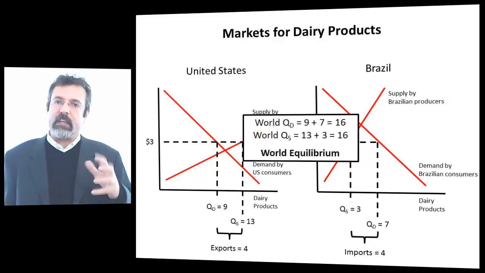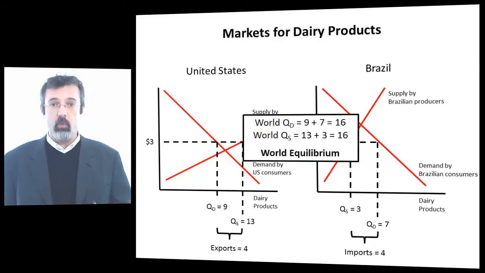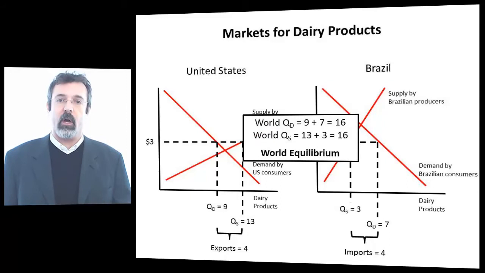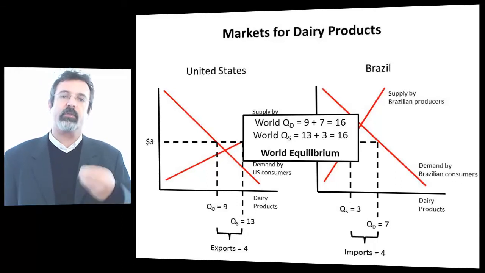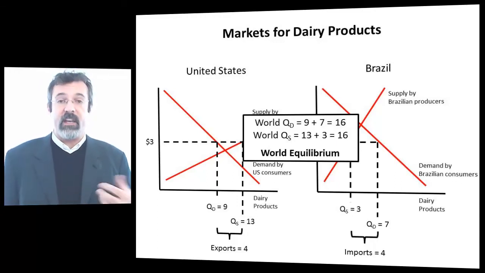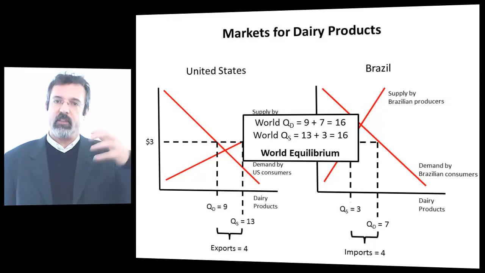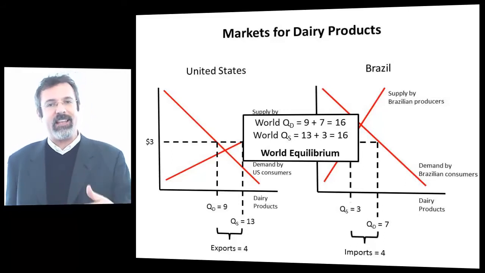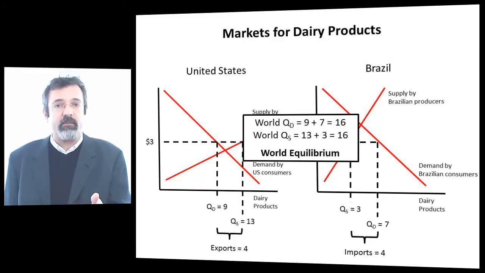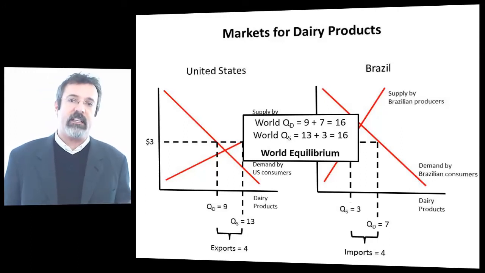We have a world equilibrium because the total quantity demanded of dairy products in the two countries equals the total quantity supplied of dairy products by the producers in the two countries. That is, the surplus of dairy products that the United States exports exactly balances with the shortage of dairy products that the Brazilian market needs.